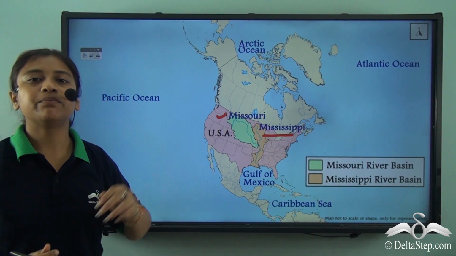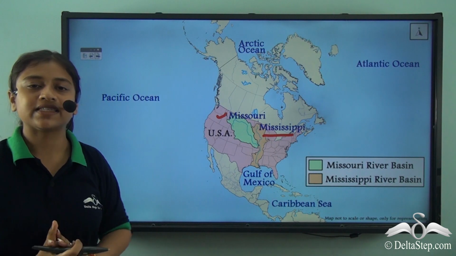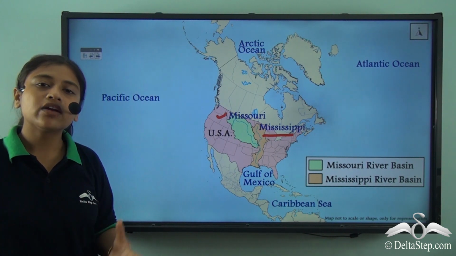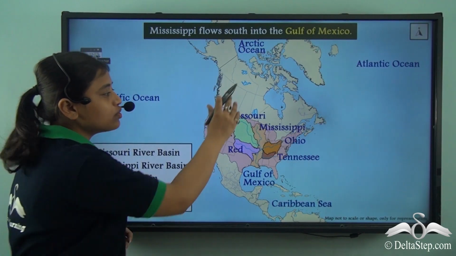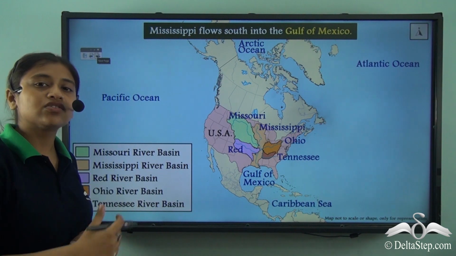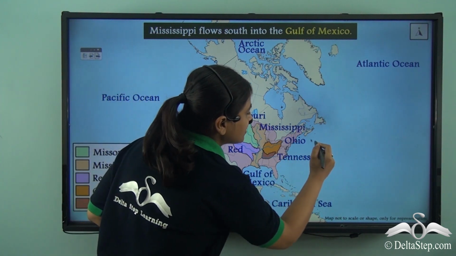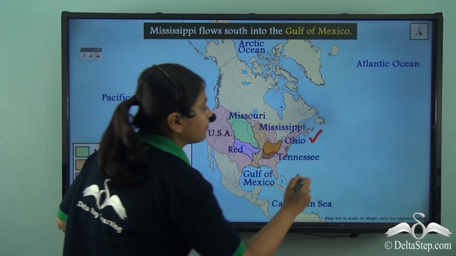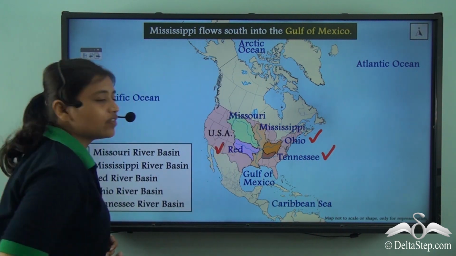Now these 2 river basins not only add fertility to the prairies of USA, but also add to the economy of the country. Now besides these 2 major basins, we also have some other basins that add to the agricultural productivity of the country. And these river basins are Basin of Ohio, Basin of Tennessee and Basin of River Red.